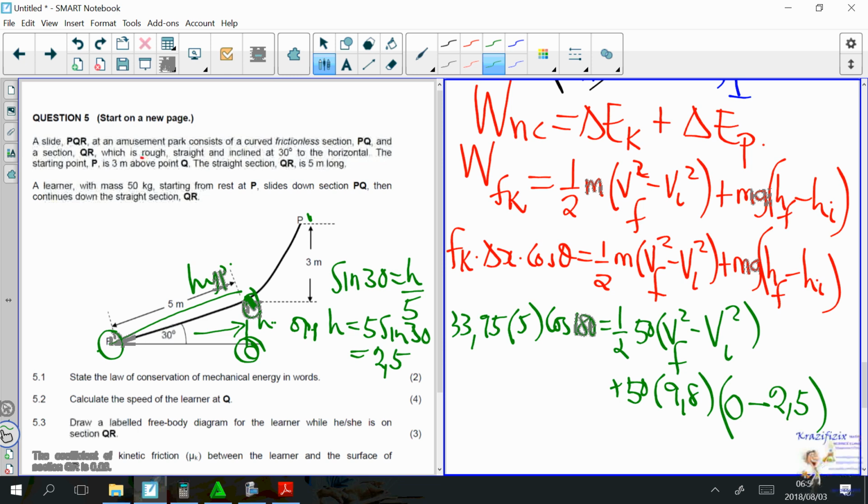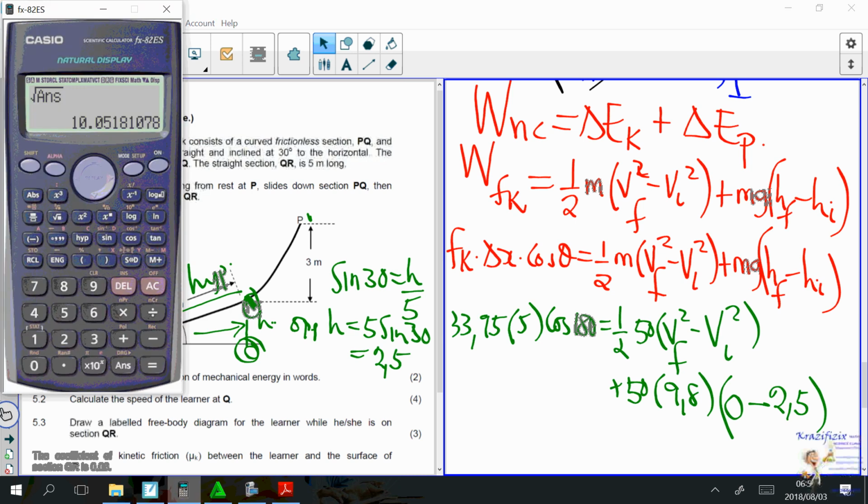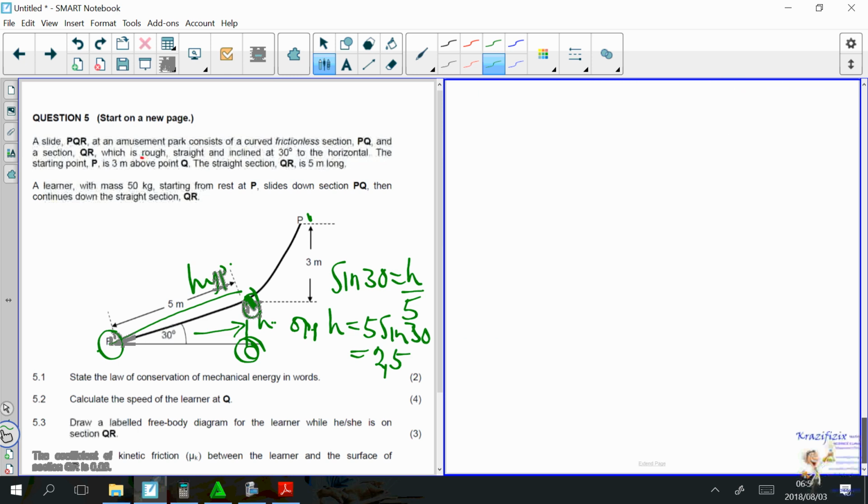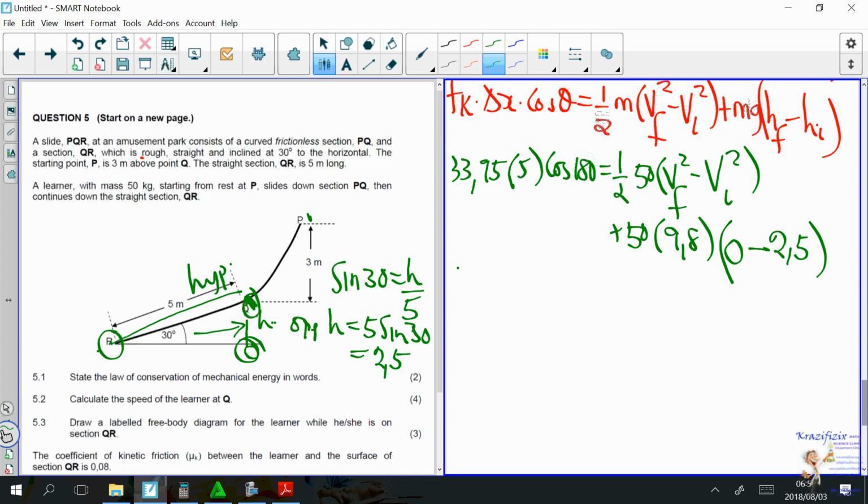33,95 multiplied by 5. We did that a while ago, but let's just run through quickly again. 33,95 multiplied by 5 cos 180. With your math, you must know that cos 180 is negative 1. Negative 169,75 equals 25 VF squared.